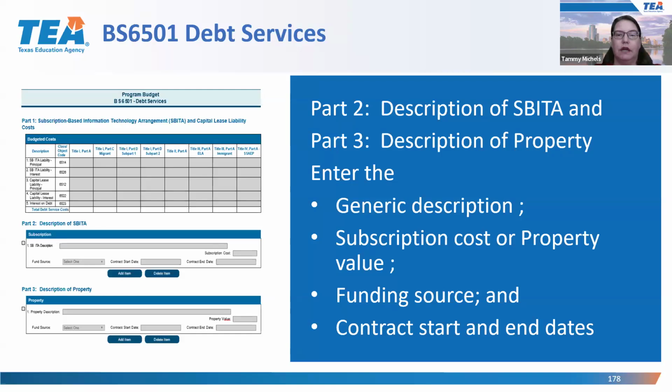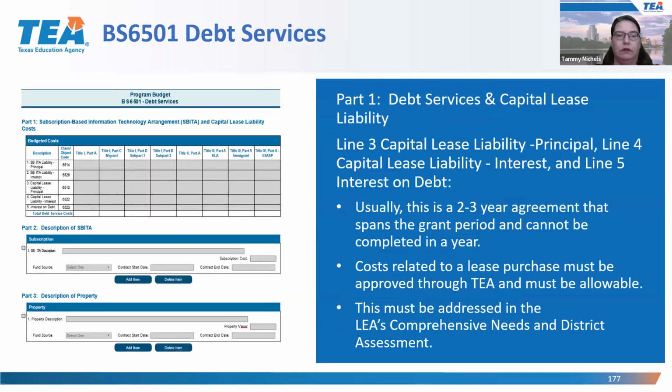I'm going to back up just a tiny bit. I somehow keep skipping over these. So we're going to talk about the capital lease liability in part 1 a little bit more. This is line 3, where we identify the capital lease principal being charged for the grant period only. And then in line 4, we do the capital lease interest being charged for the grant period only.